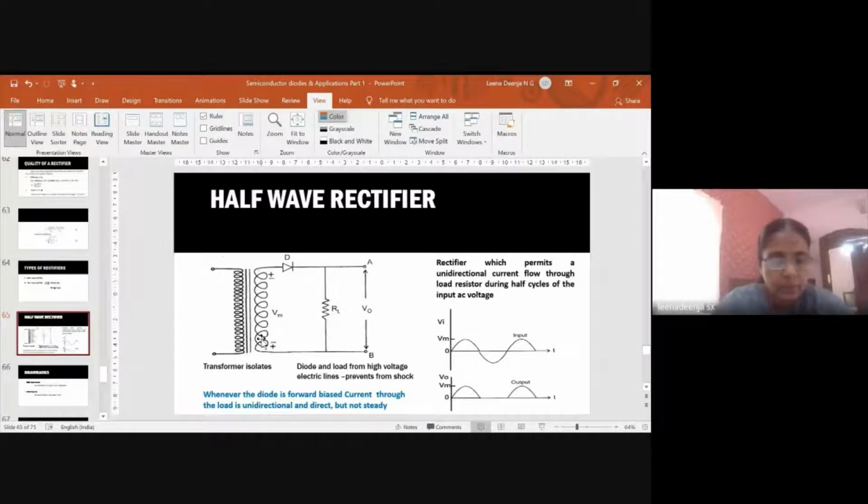We know that there are two types of transformers, step-up transformer and step-down transformer. What is the difference between step-up and step-down? In step-up, number of turns of primary coil will be less compared to that of the number of turns of secondary.